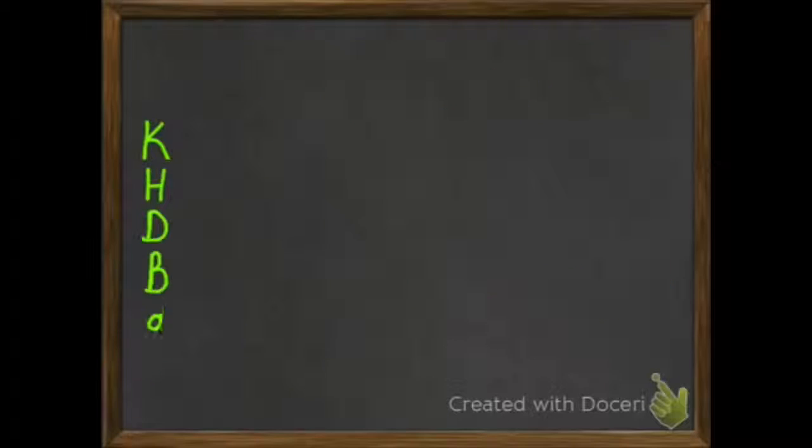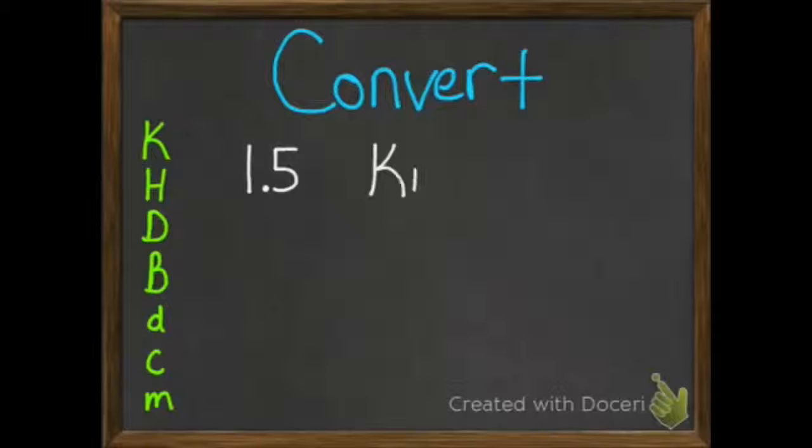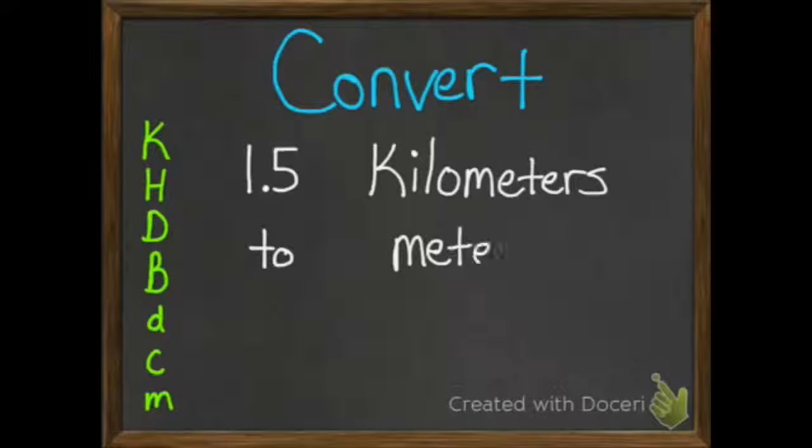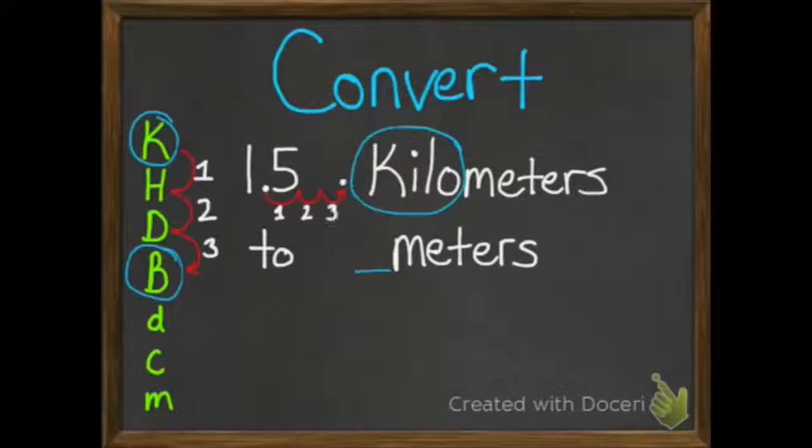Let's look at another one. Here it's the same thing, we're converting, but now it's 1.5 kilometers to meters. The first thing we need to do is look at our prefix. We've got kilo, which is the big K, and then we've got meters. There's no prefix in front, so meters is our base unit, or our B. So we look at how many spaces we move.